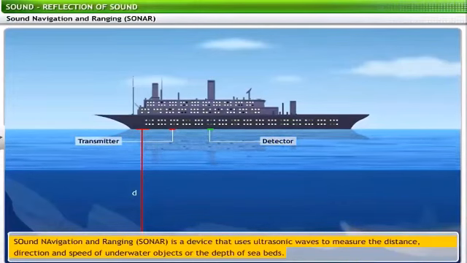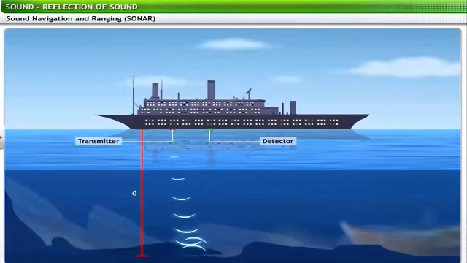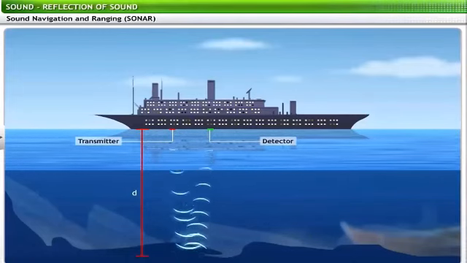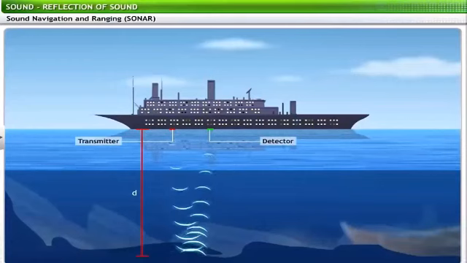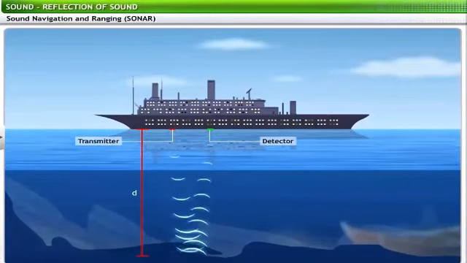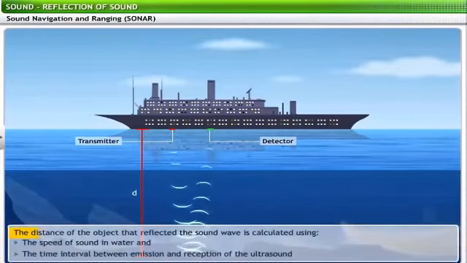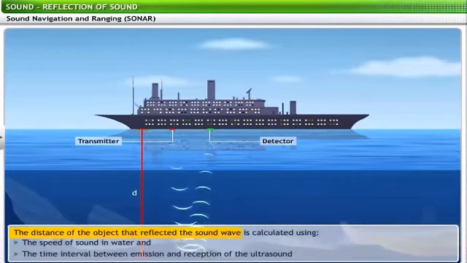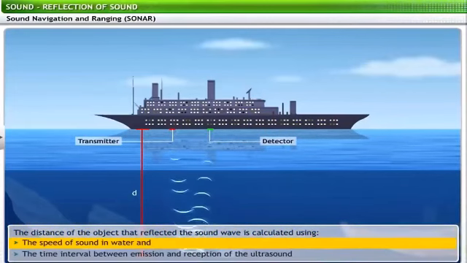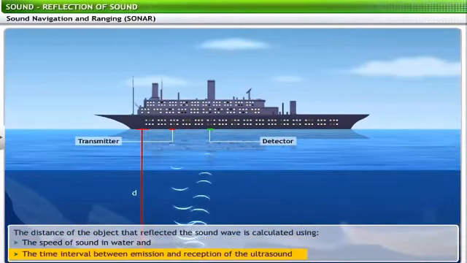The transmitter produces and transmits ultrasonic waves that travel through water and reflect back after striking objects or the seabed. The detector catches the reflected waves and converts the ultrasonic waves into electrical signals, which can be suitably interpreted. The distance of the object that reflected the sound wave is calculated using the speed of sound in water and the time interval between emission and reception of the ultrasound.